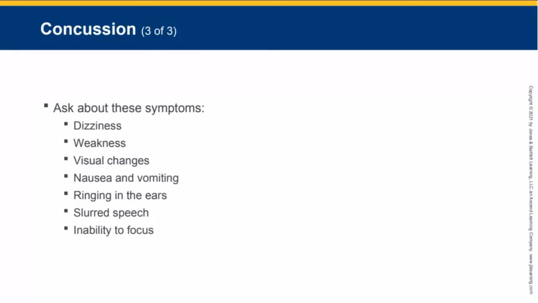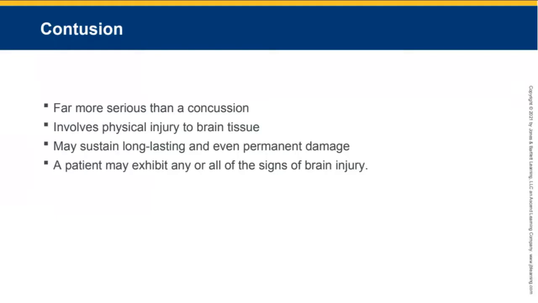Now, ask about these symptoms: dizziness, weakness, visual changes, nausea and vomiting, ringing in the ears, slurred speech, inability to focus. So that's your concussion. Now remember, with the concussion, there is no physical injury to the brain identified, but the patient is presenting with signs and symptoms as if the brain is physically damaged.